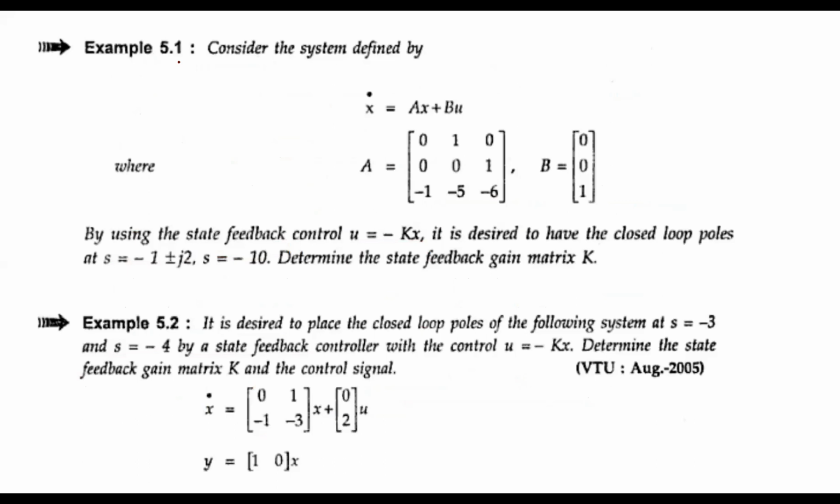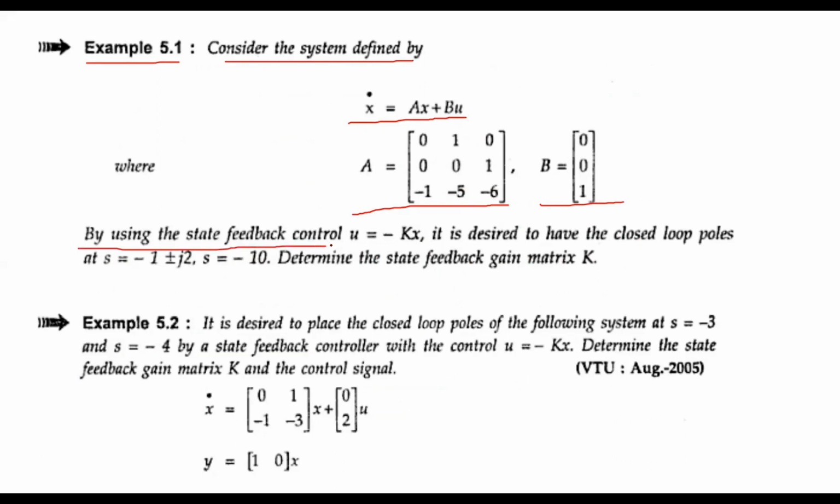Let us come to a small example. I am going to explain the problem. Consider the system defined by x dot is equal to Ax plus Bu, where A is the matrix 0, 1, 0, 0, 0, 1, minus 1, minus 5, minus 6, and B is equal to 0, 0, 1. Here, you can use either the first method or the second method, but I am going to explain using the second method because it is very easy.